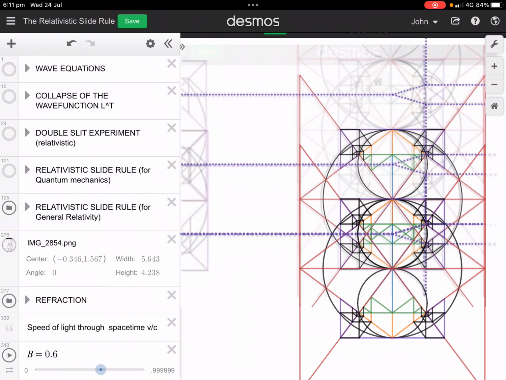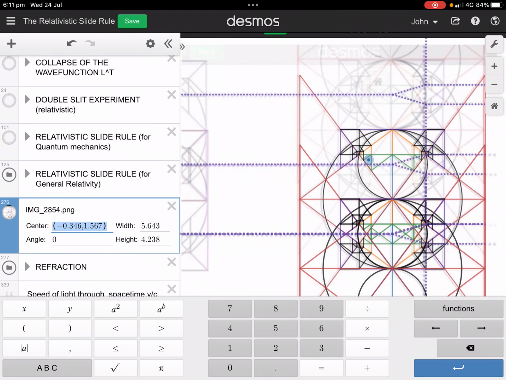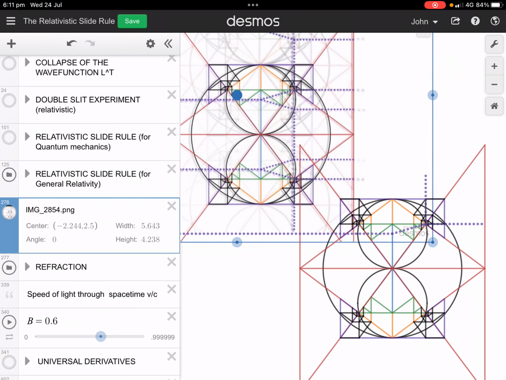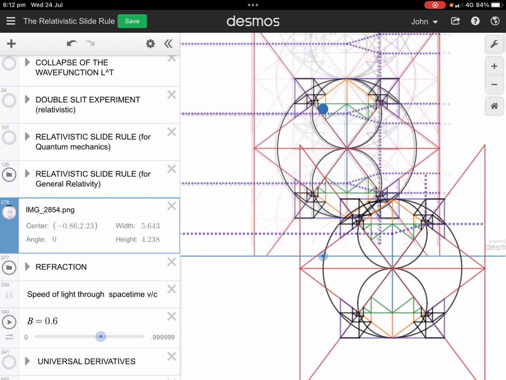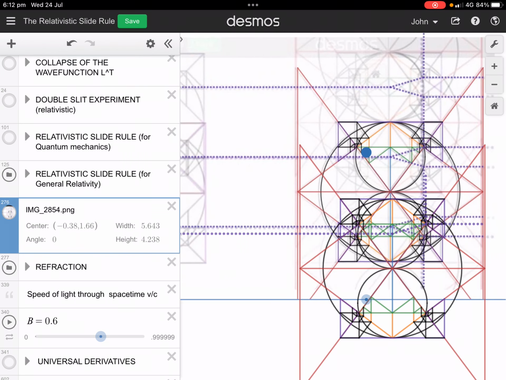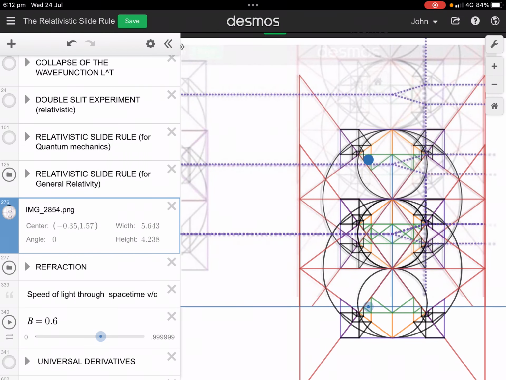Okay, so this is my solution to the measurement problem. I've decided that the relativistic slide rule could replace the wave function, in which case it can go into superposition, so you can just add them together. And that's what I've done here. I've simply taken my wave function and put it in a superposition with another wave function, or with itself.